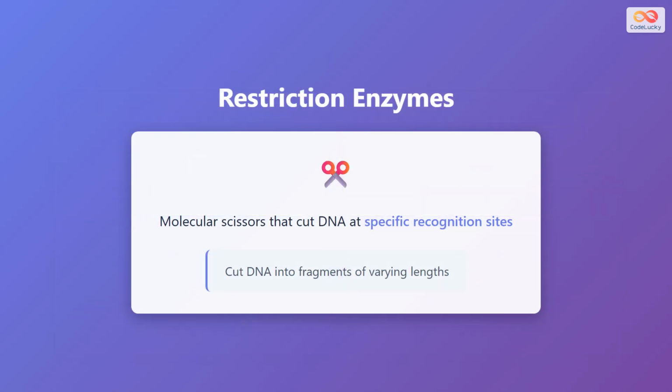Restriction enzymes are often called molecular scissors because they cut DNA at specific recognition sites. These enzymes are naturally found in bacteria, where they serve as a defense mechanism. In DNA fingerprinting, restriction enzymes are used strategically to cut DNA into fragments of varying lengths. Since individuals have different VNTR patterns, the restriction enzymes will cut at different positions, producing fragments of different sizes for each person. This creates the unique pattern we need for identification.